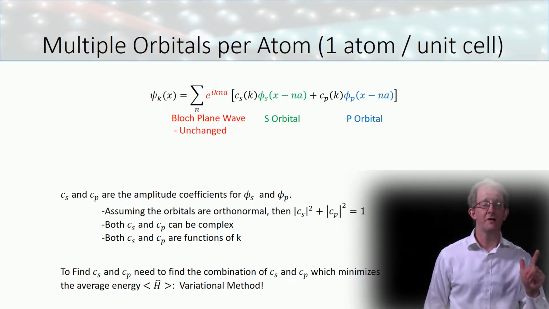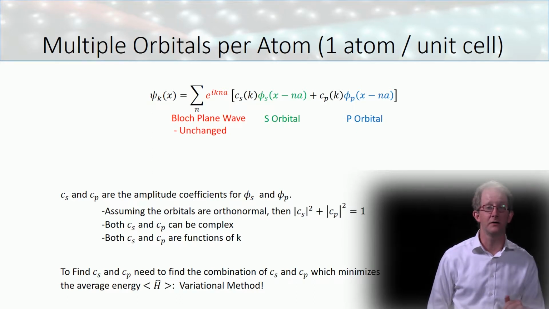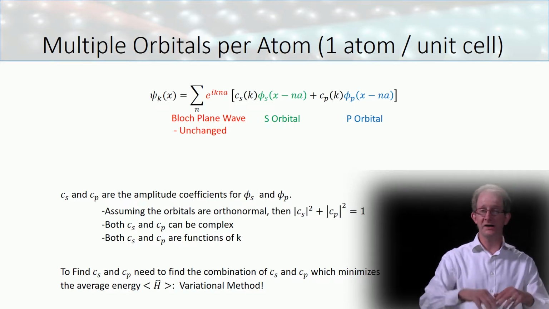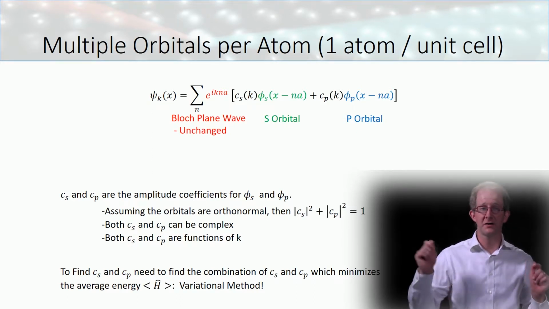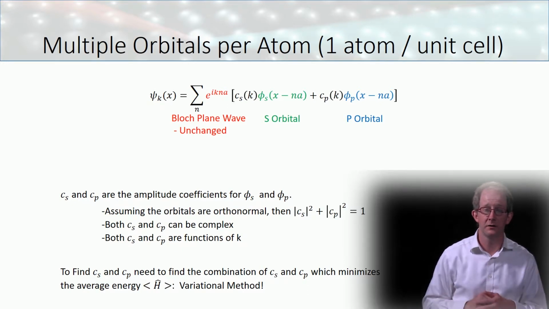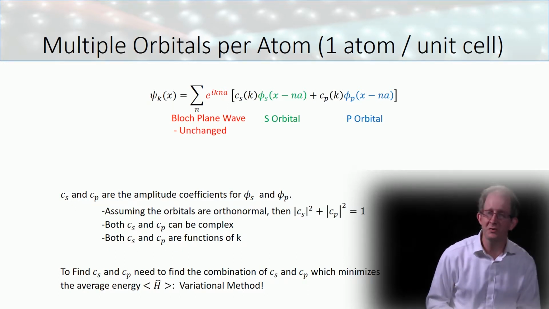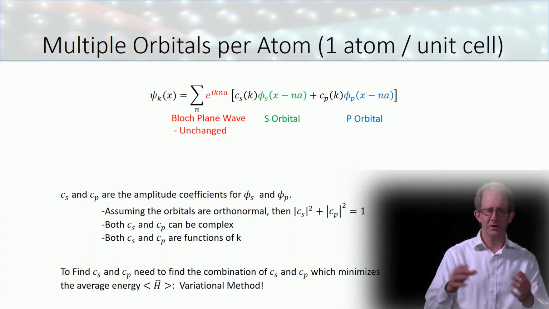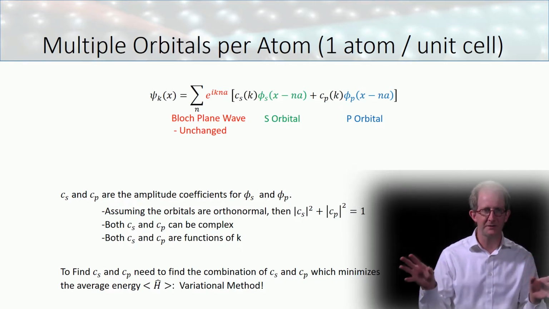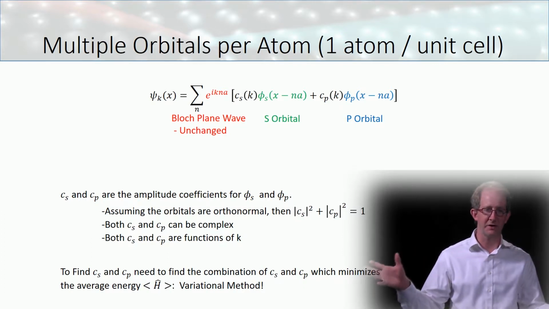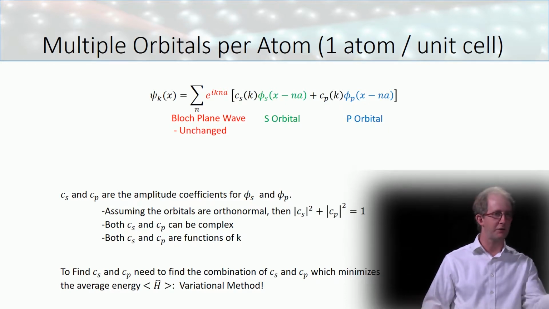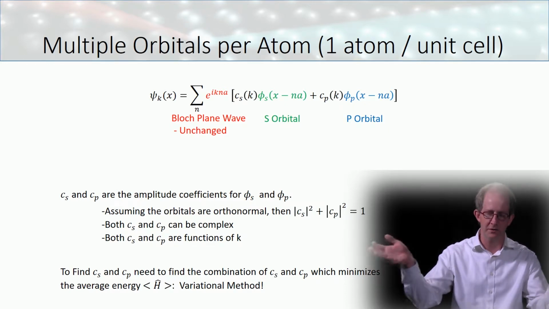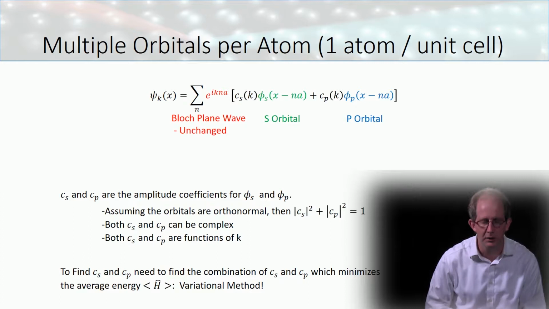And two, these are now functions of k. So at each different point in k, our c sub s and our c sub p values can vary. And what we want to do is find, so we have these different possibilities. We have an infinite number of possibilities, right? We can have an infinite number of wave functions. We have any value for c sub s and c sub p, so long as their magnitude squared adds up to 1.